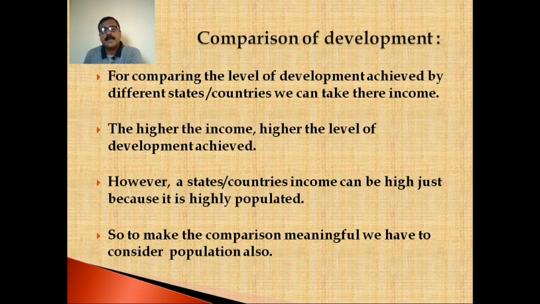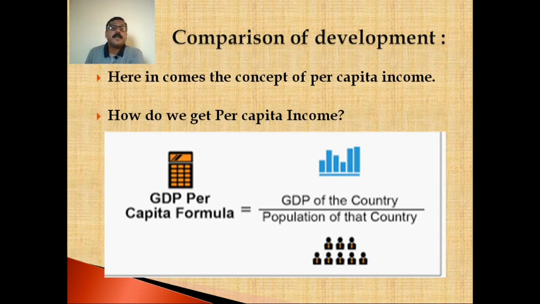However, a state or a country's income may be high just because it is highly populated. That means a highly populated country may have a higher level of income in comparison to a country which is less populated. So, to make a comparison meaningful, we have to consider the population of the country as well. That means while calculating the income of the country, we have to incorporate the population aspect also in the income so that it becomes comparable. So herein comes the concept of per capita income.